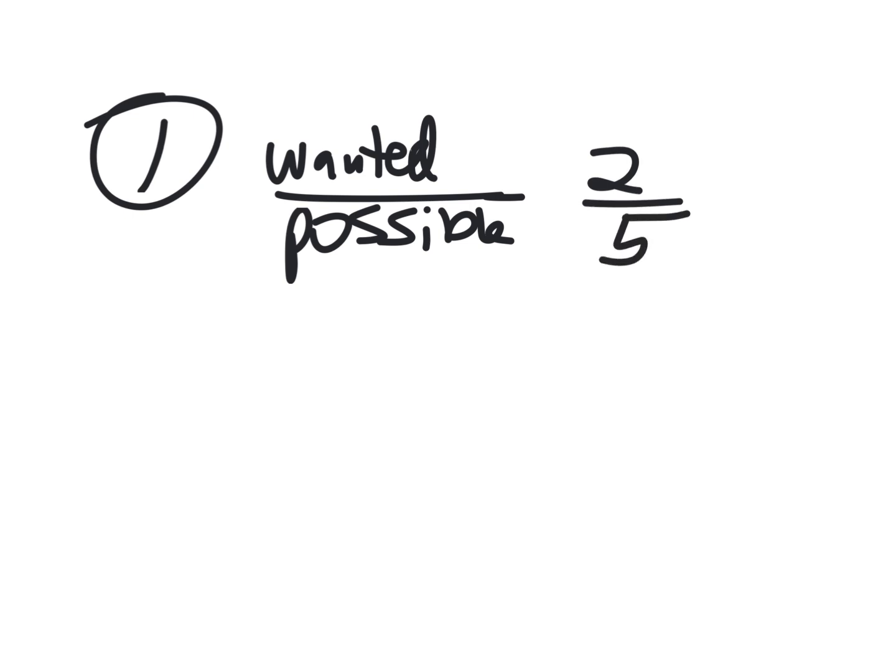2 out of 5. And you could write your answer just like that. Do you have to divide it and get a decimal? No. You can just write 2/5. 2/5. The end. On to the next problem.